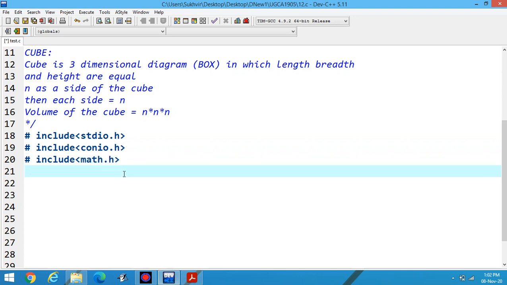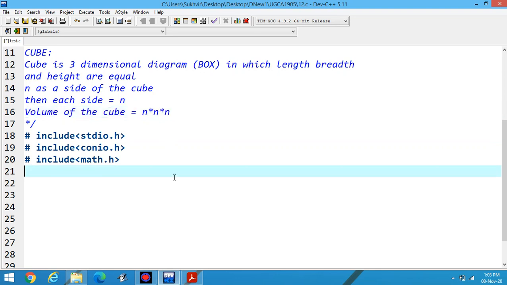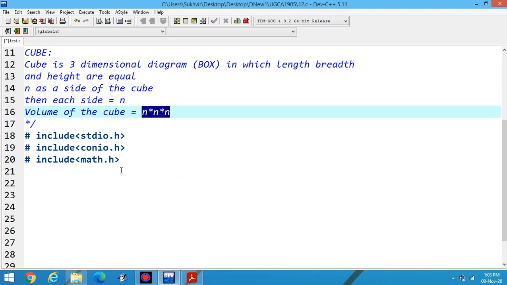Now why math.h? Because I have to calculate cube of n. I will apply one math function, that is power function, inside the program. That's why I declared math.h. Otherwise, if you have to write n multiply n multiply n, there is no need to use math.h.